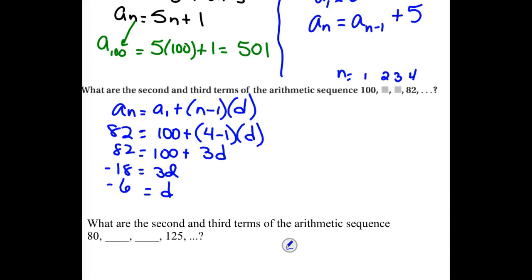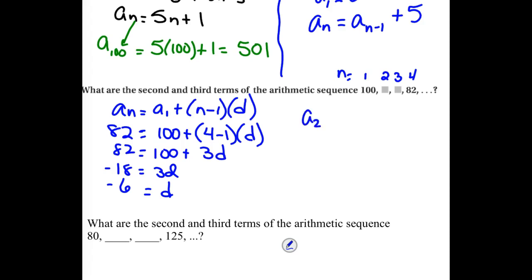Now, a negative value for d means what? It's going down. We're subtracting 6, right? Or we're adding a negative 6. So, are my numbers going down? Yes. I went from 100, I skipped a couple, and I got to 82. So my numbers have to be going down.